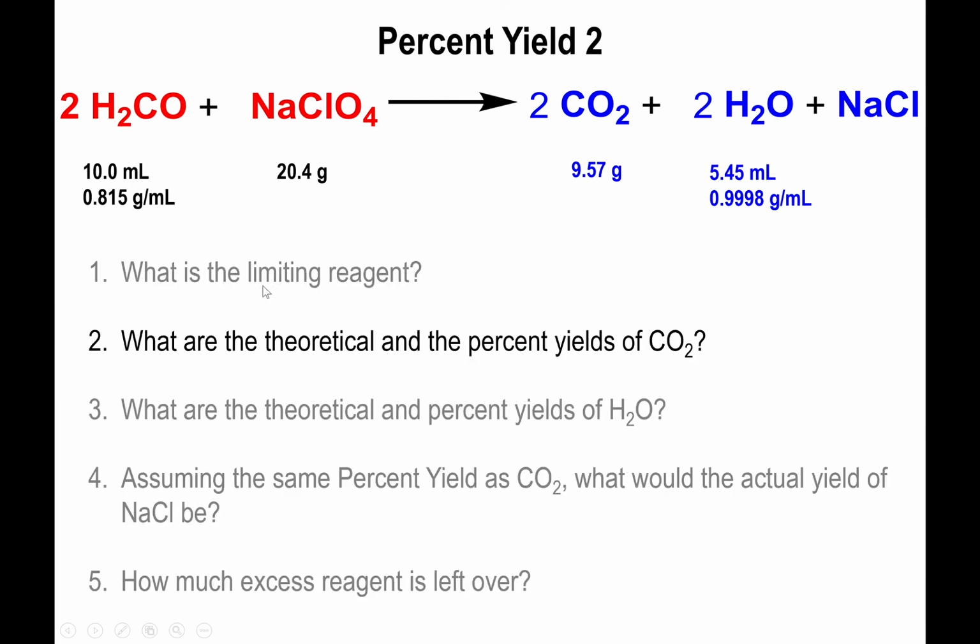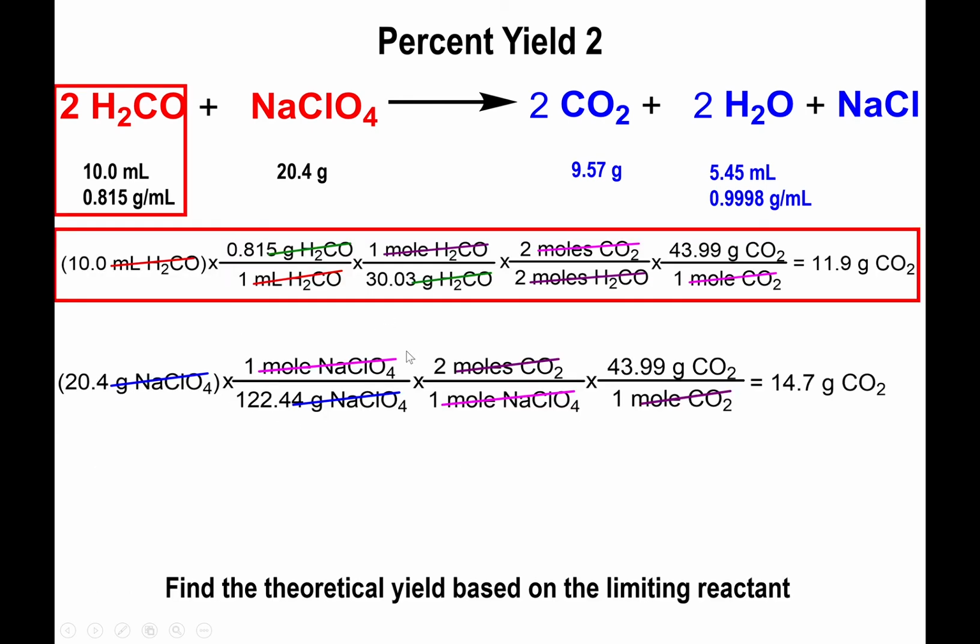At the same time, due to the calculation, we get the theoretical yield, right? So this calculation right here is automatically the theoretical yield of CO2. So we got two things out of this calculation. We got the identity of the limiting reactant and we got the theoretical yield of the CO2 product.